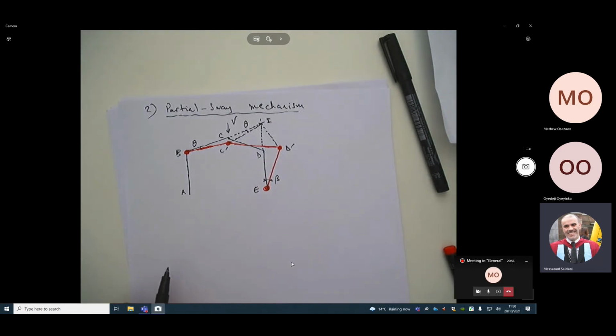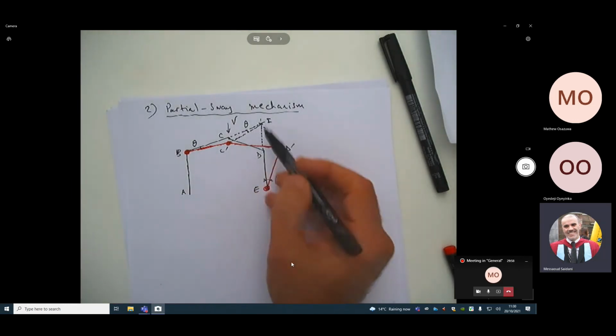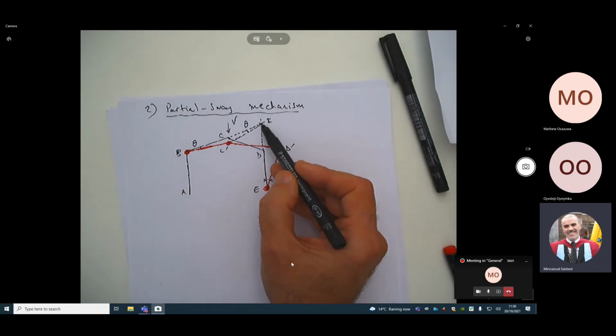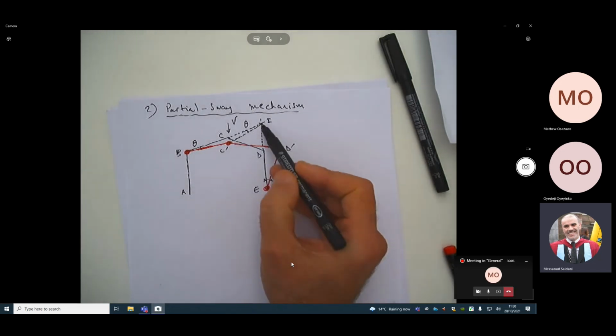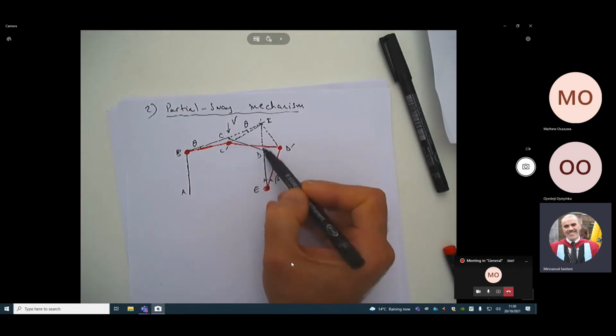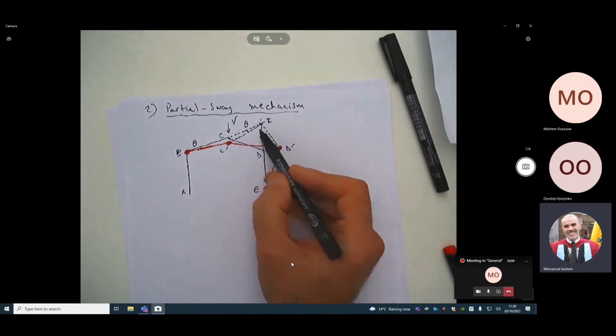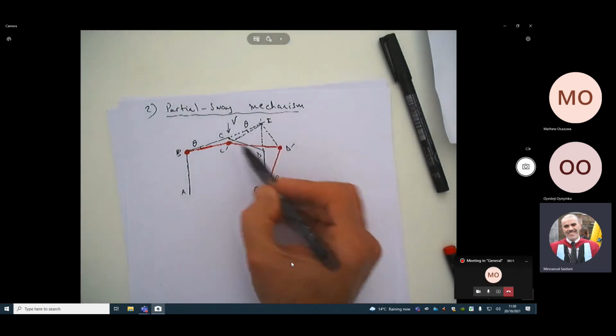Then, if you look at triangle ICD, this triangle rotates to IC dash D dash.